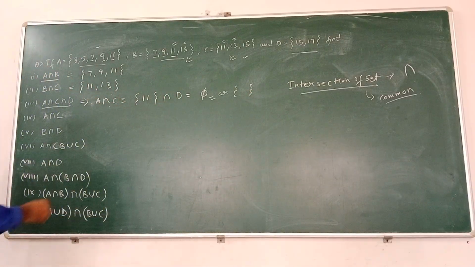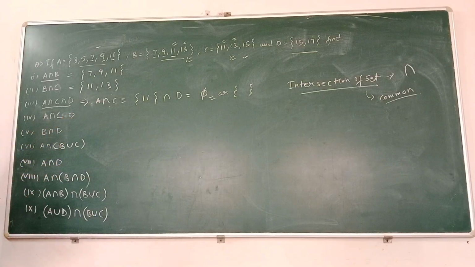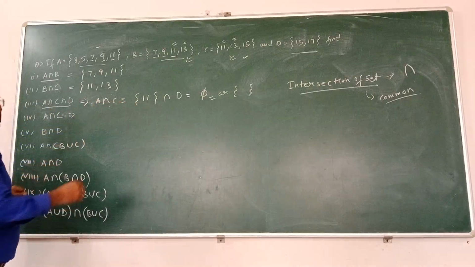Now see the next one. The next one is A intersection C. See here, we have already done A intersection C.